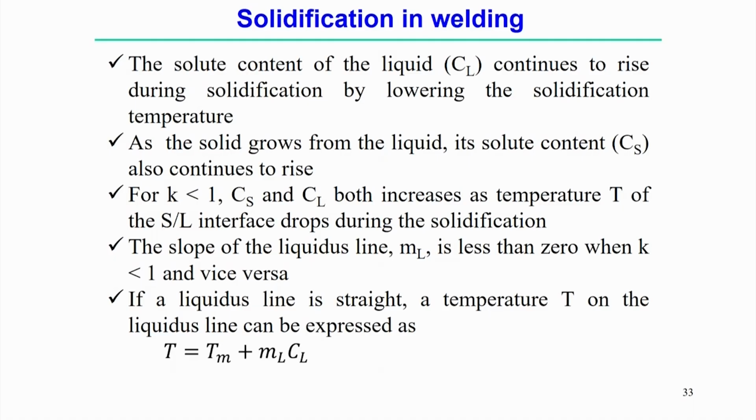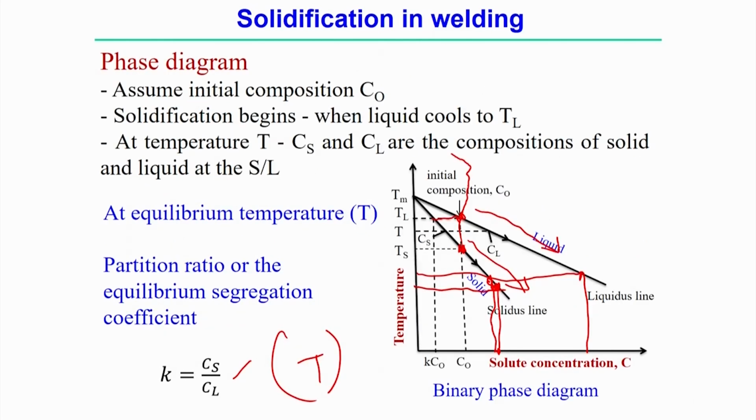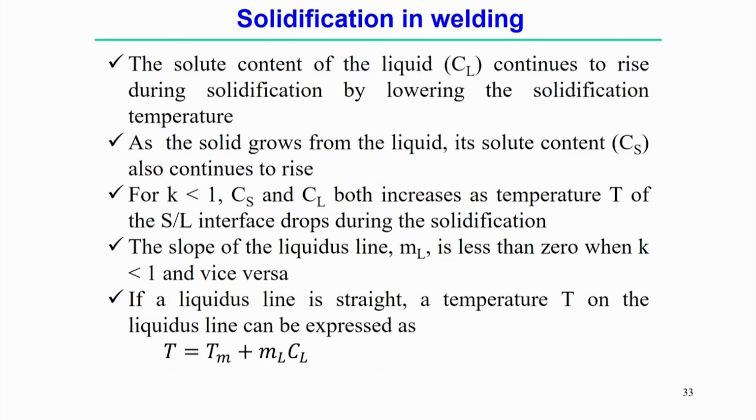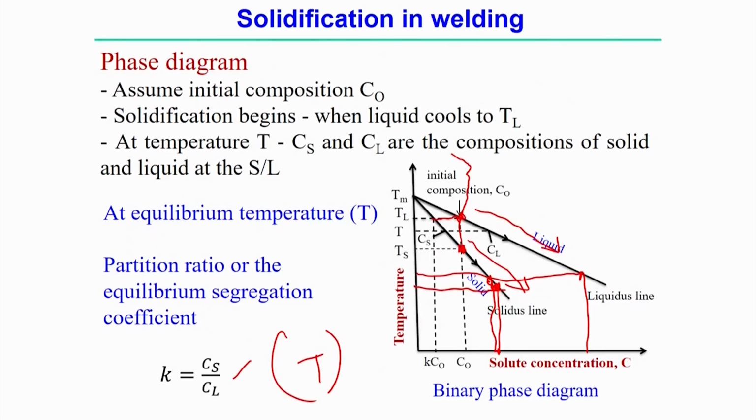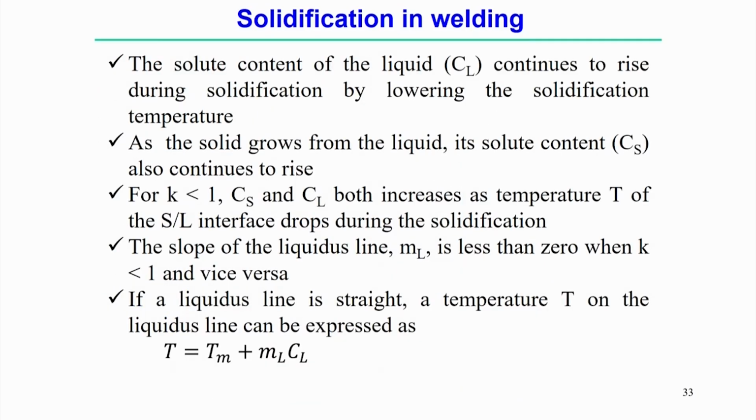The slope of the liquidus line, ML, is less than 0 when K is less than 1, and vice versa. Definitely here we can see in this diagram, the slope is basically negative in this case. When K is less than 1, the slope is negative, and of course, vice versa is also correct.